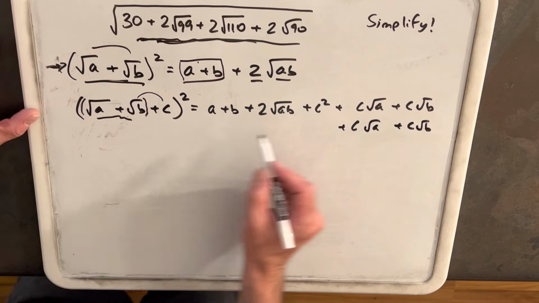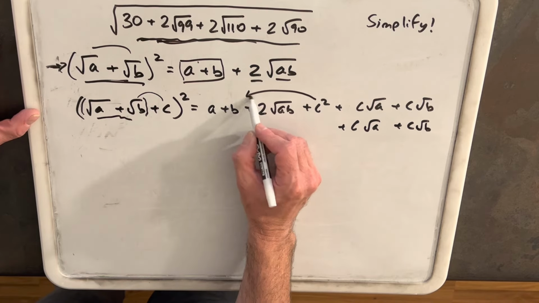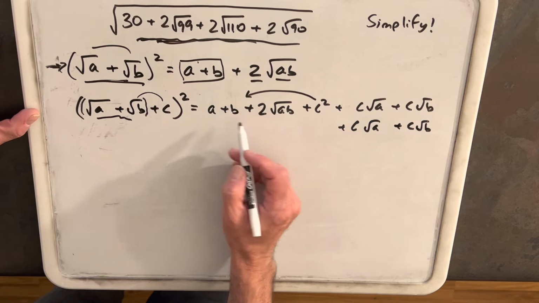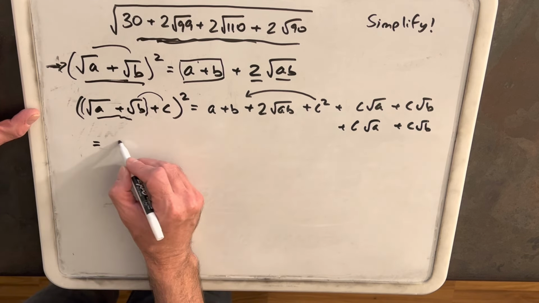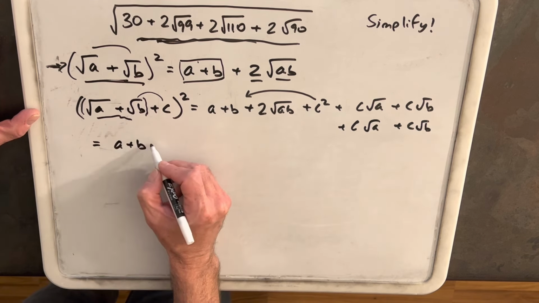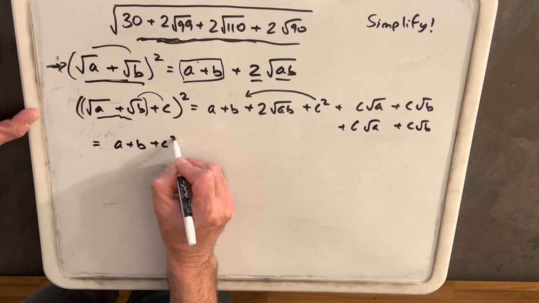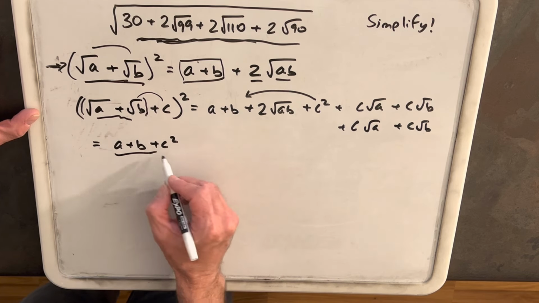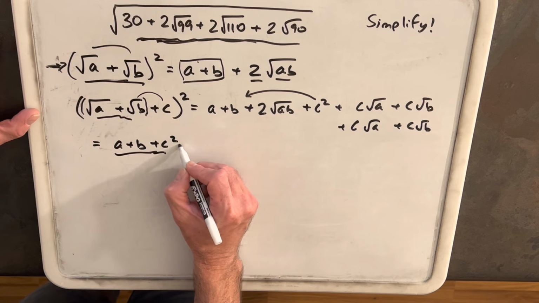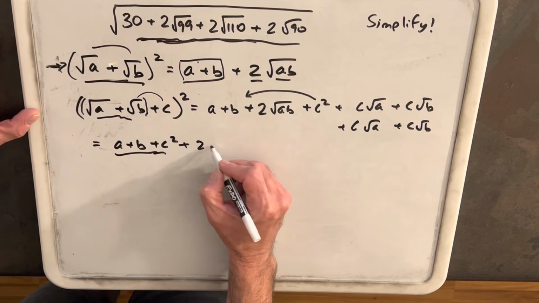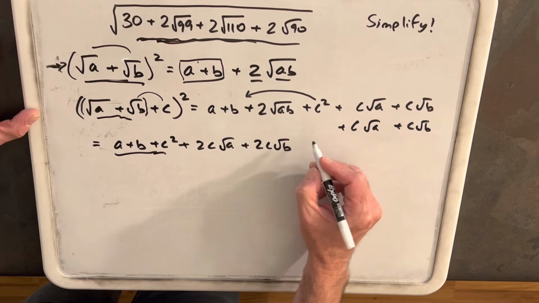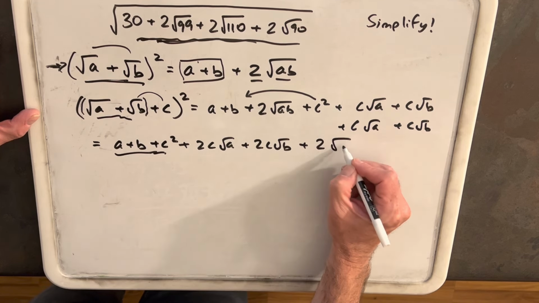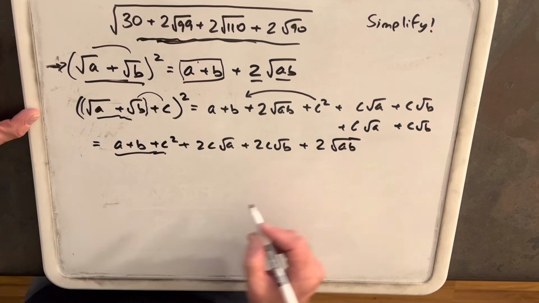So then I can summarize this. I'm just going to put all the numbers together and all the radicals together. And so what we'll have for this is a plus b plus c squared, which again is just going to be a number, plus 2c square root of a, 2c square root of b, plus 2 square root of ab.